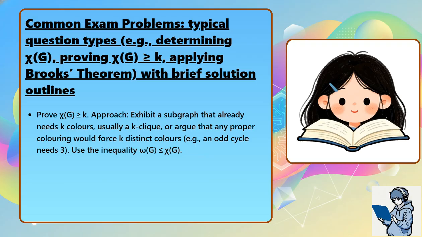Prove chi of G greater than or equal to k. Approach. Exhibit a subgraph that already needs k colors, usually a k-clique, or argue that any proper coloring would force k distinct colors. For example, an odd cycle needs 3. Use the inequality omega of G less than or equal to chi of G.